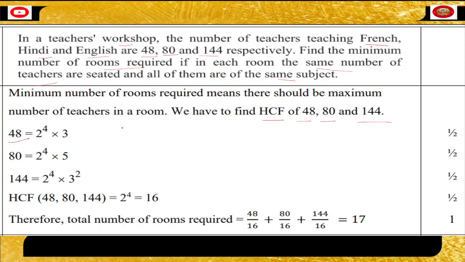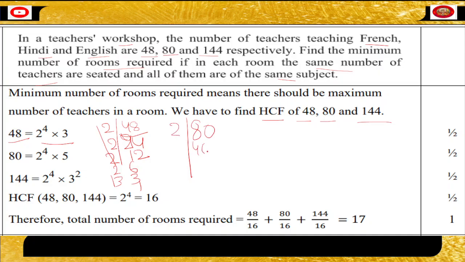That means 48 is written as 2 raised to 4 into 3. Here is 48. 2 4s are 8, 2 2s are 4, 2 4s are 8. Next, 2 1s are 2, 2 2s are 4, 2 6s are 12, 2 3s are 6, 3 1s are 3. That means 48 is written as 2 raised to 4 into 3. Next is 80. 2 4s are 8, 2 2s are 4, 2 1s are 2, 2 5s are 10, 5 1s are 5. That means 80 is written as 2 raised to 4 into 5.